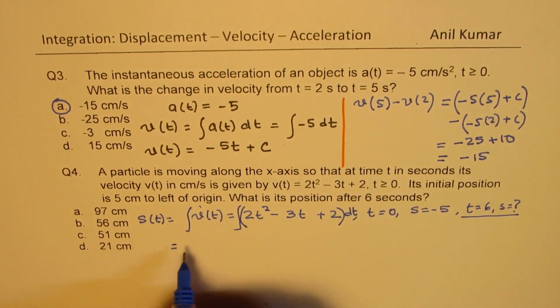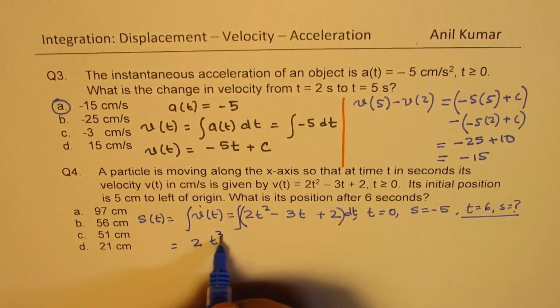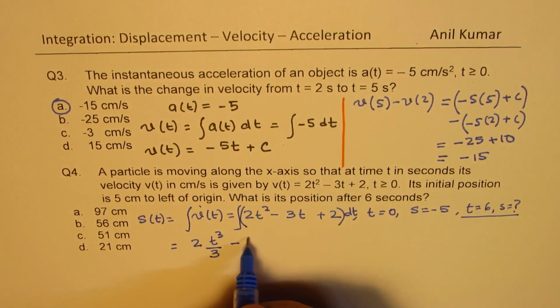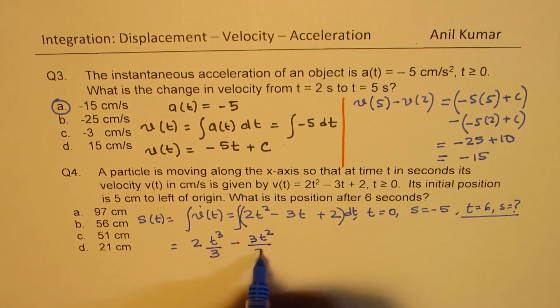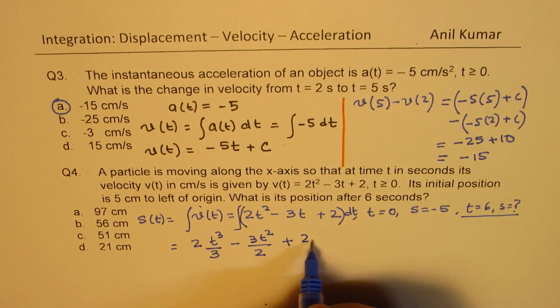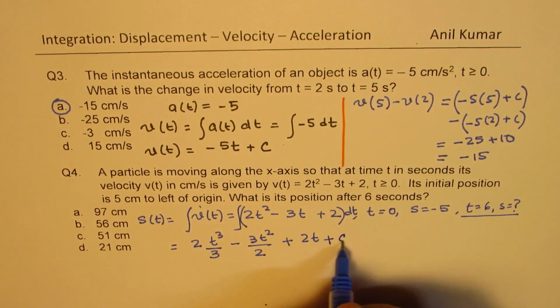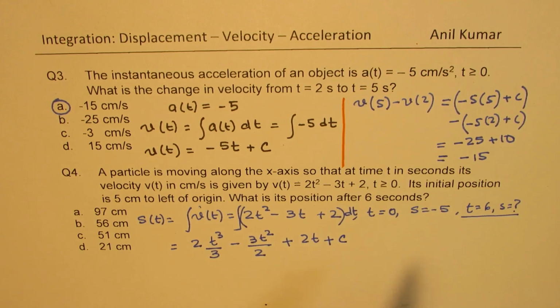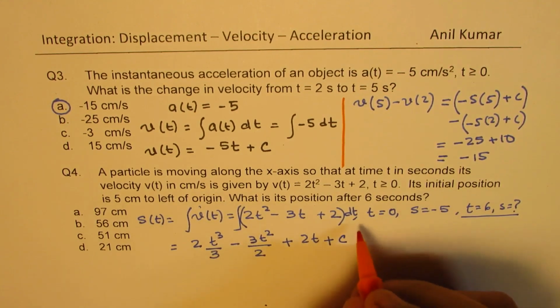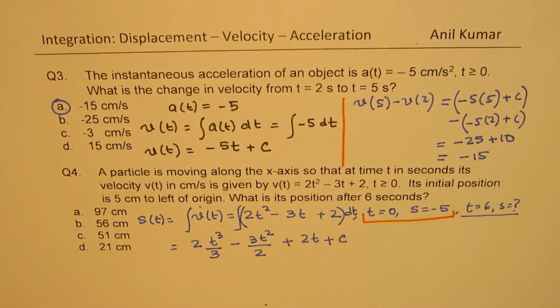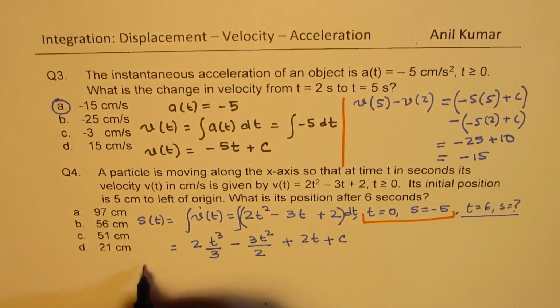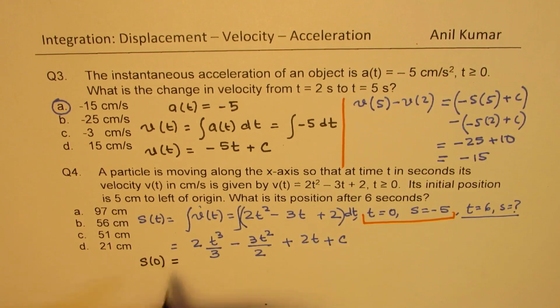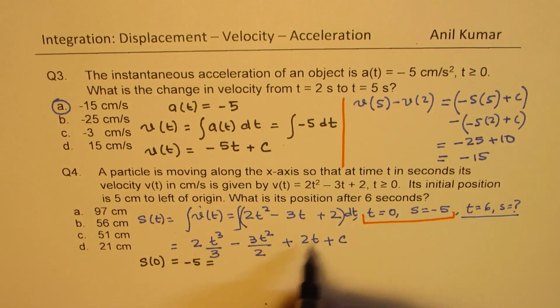What do we get? 2 times t to the power of 3 over 3 minus 3t squared over 2 plus 2t, plus a constant c. Now to find the value of constant c, we can use what is given to us. At t equals 0, s is minus 5. So s of 0 is equal to minus 5, so minus 5 is the value of c. So you can get the expression for s of t.